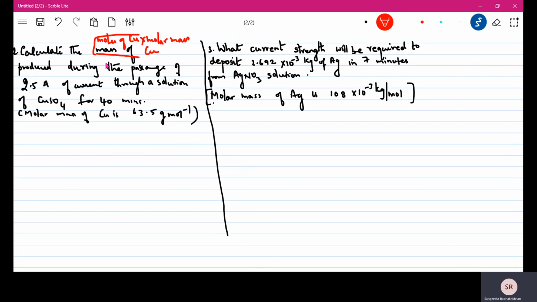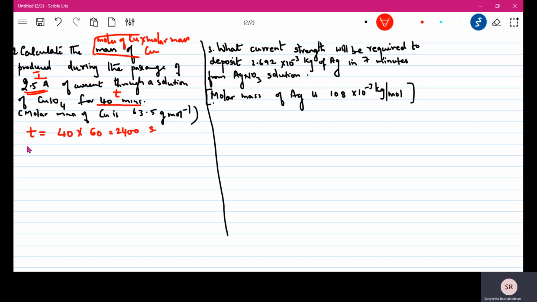So the question is, calculate the mass of copper produced during the passage of 2.5 A of current through a solution of copper sulfate for 40 minutes. 2.5 A is I, and this is time. We know that time should always be in seconds. So if it is in minutes, convert into seconds by multiplying by 60. So you got 2,400 seconds. Then you have to calculate the mass of copper produced.